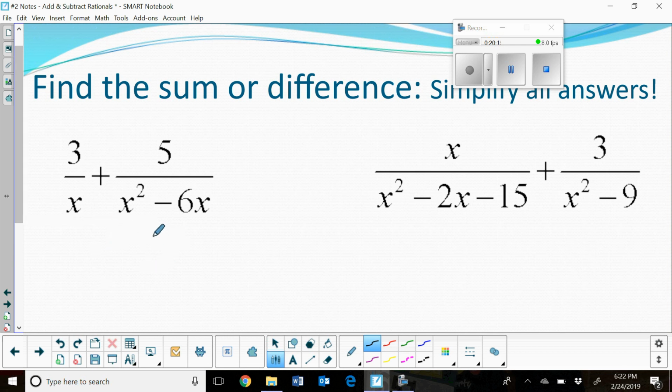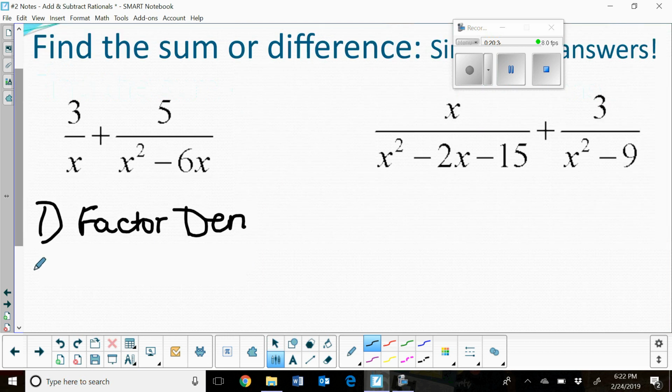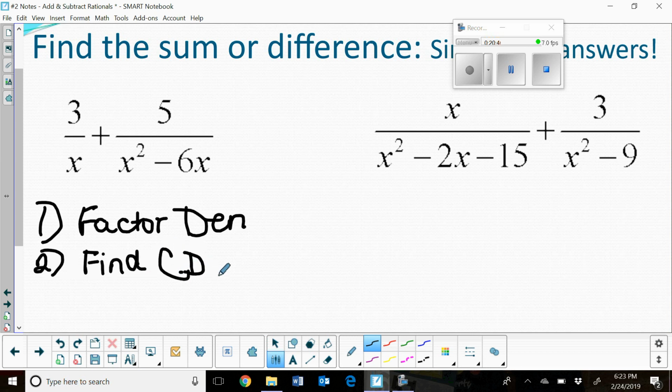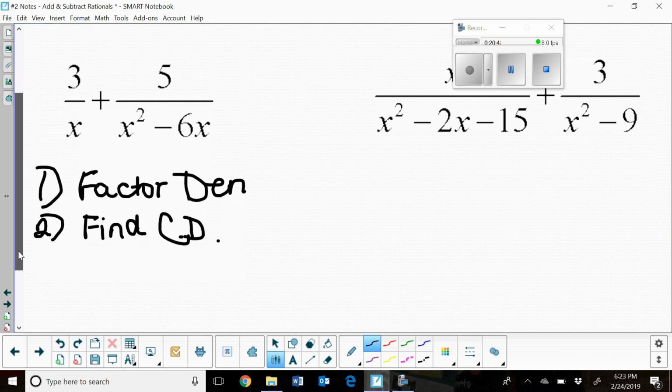Okay, so what we have to do with these is factor the denominator first. So make yourself a quick little list. Factor the denominator. That's the bottom. Okay, we're going to do that first, and then we're going to find our common factor. And then find your common denominator. I'm going to abbreviate it CD for common denominator. And then you're going to add or subtract.